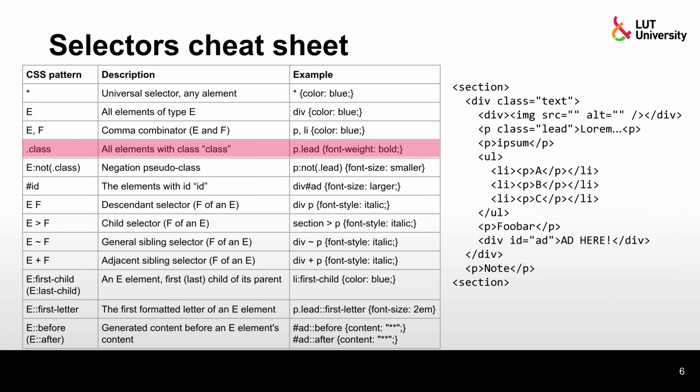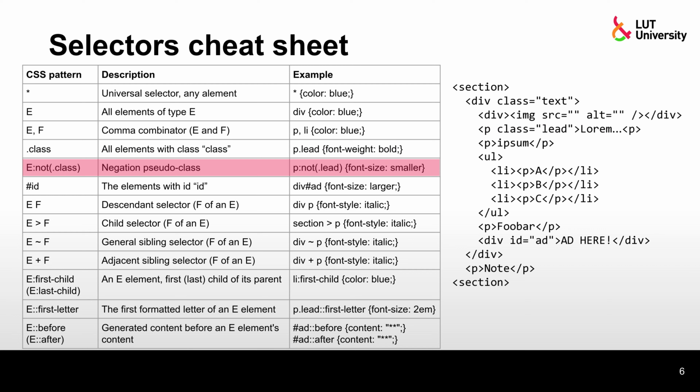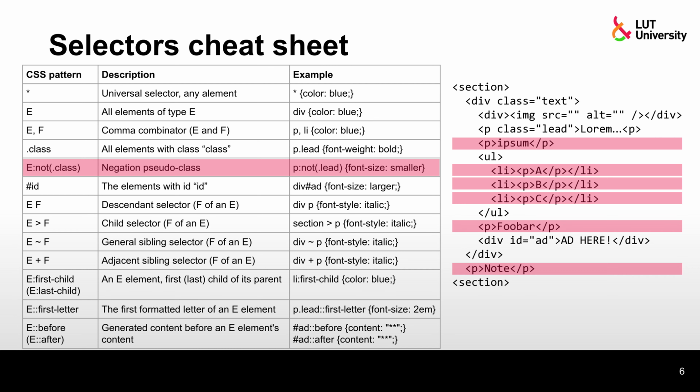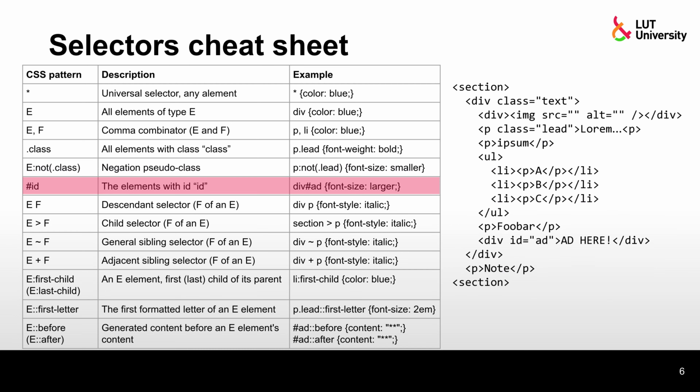Then we have this class, all elements with class called class. So in this case, for example, we can set that all paragraphs that have the lead class will have font weight bold. Then we have this negation pseudo class, which means that something has not. So all the p elements that do not have this lead class will have a smaller font size. Then we have this ID, the element with ID called ID. For example, a div that has ID add and their font size is larger.